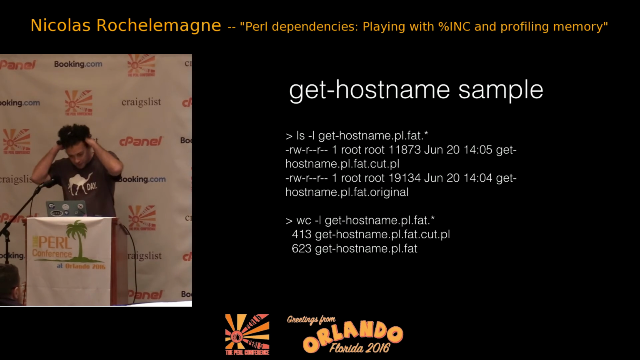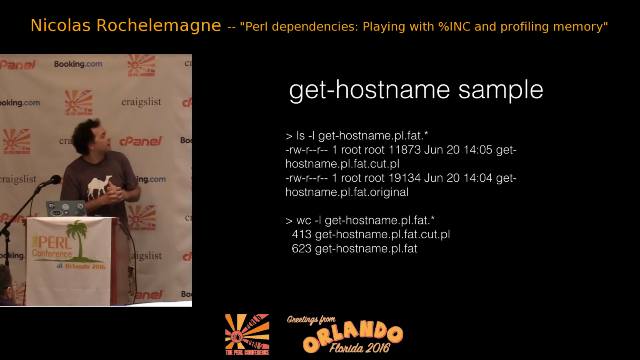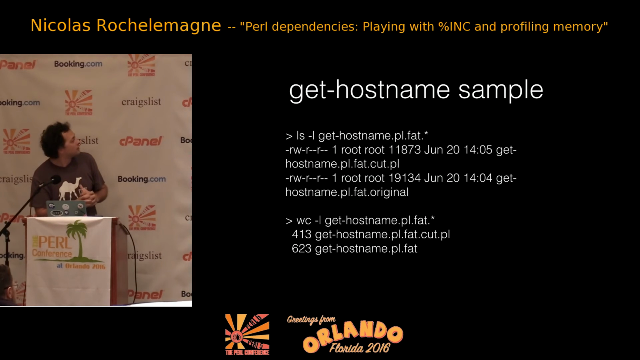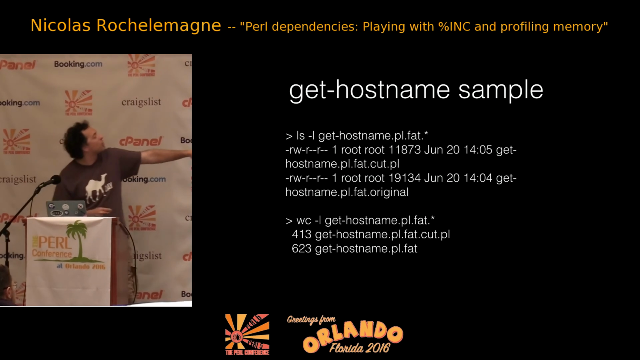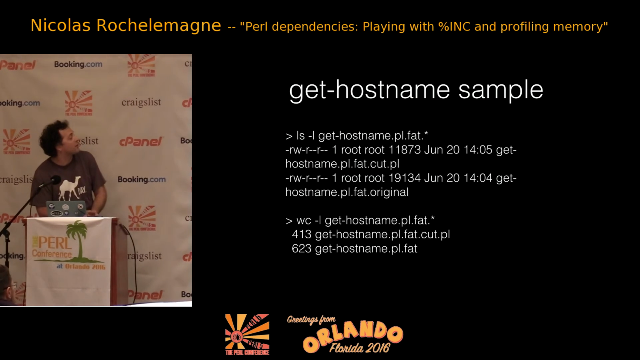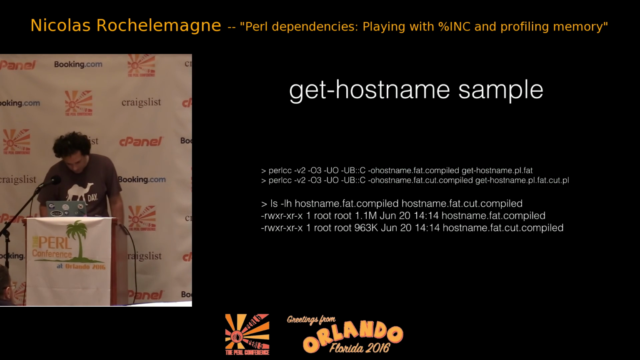What does it look like? This is the Fatpack version before and after. We can see that we in fact remove nearly 7,000 lines once we remove the unused functions. No, okay, sorry, we remove 200 lines. So we reduce it by more than 20%, nearly 30%, which is not bad.